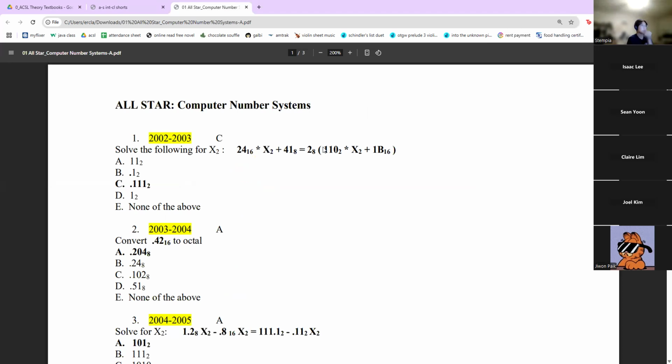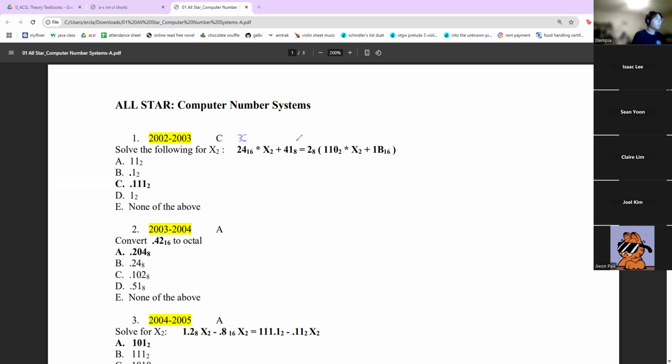Okay, so this one says solve for x in base 2. We have 24 in hexadecimal times a mystery number in binary, plus 41 in octal, is equal to 2 times 110 plus blah, blah. Okay, first things first, because we have multiplication involved, we should convert all these to their base 10 numbers. So 24 base 16 is going to be 4 plus 2 times 16 is 32. This is going to have a value of 36.